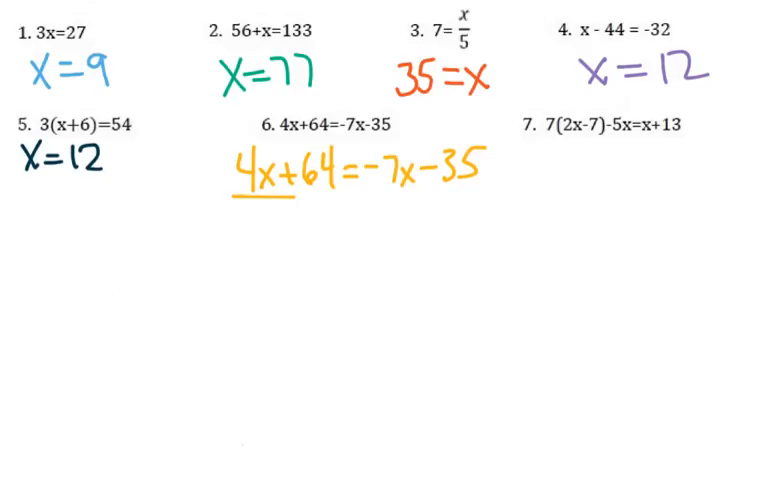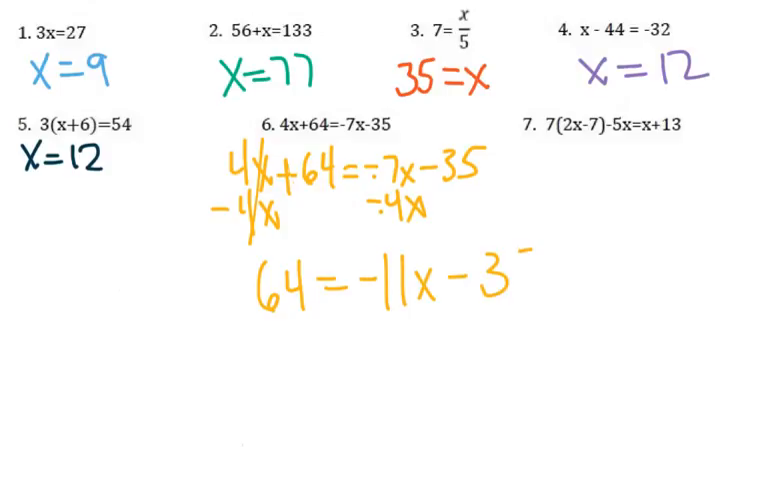So there's two ways you could do it. You could subtract a 4x, because that's a positive 4, which you'd subtract a 4x from that side, or you could add the 7x. I'll subtract 4x this time. So that becomes 0, so we're left with 64 on the left side. Negative 7x minus 4x gives us negative 11x minus 35.